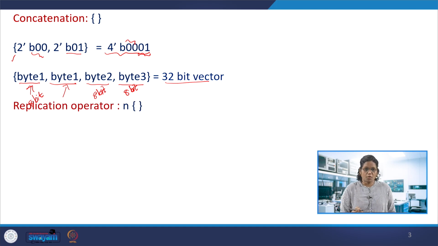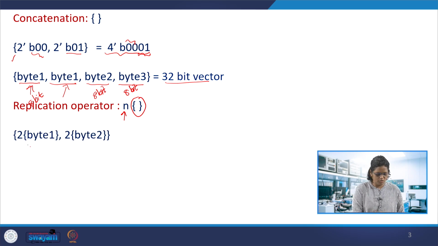Now the replication operator. We want to repeat certain digits, the bits of a number, for example 0001. N is the number of times you want to repeat this. So it's a replication operator. With the concatenation operator, if n is specified as 3 inside the curly braces, then 3 times this replication will occur.